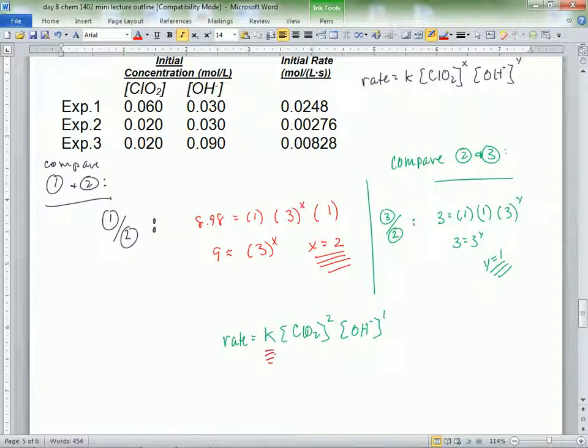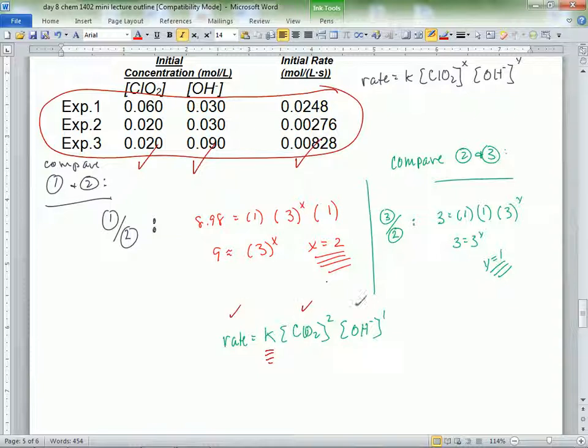One, 2, 3, 4 unknowns. Tell me how many and I can solve for one. 3. So look at these equations. Sorry, look at all these experiments. It doesn't matter which one I pick. I know all 3: here's ClO2, hydroxide, and the rate. Just plug them in.